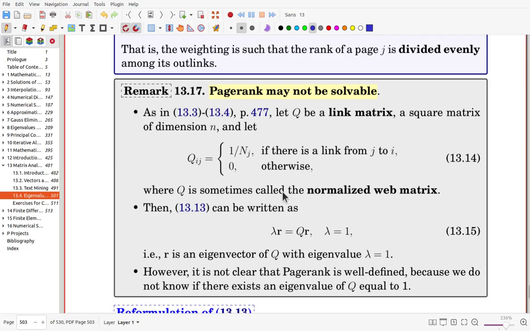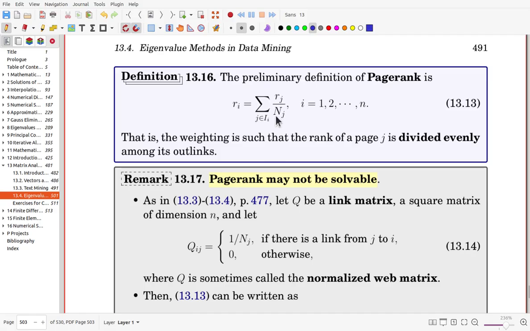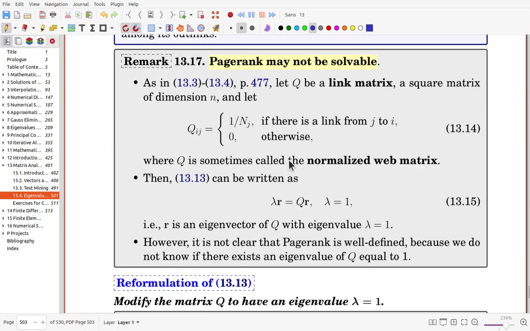Now, if we consider this Q matrix, then that equation has these components and R, so this will form the matrix Q, and there is a vector R. So the PageRank equation can be written in this way: lambda R equals QR with lambda equal to 1. So R is an eigenvector of Q with eigenvalue lambda equals 1.